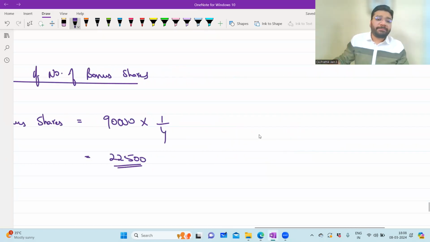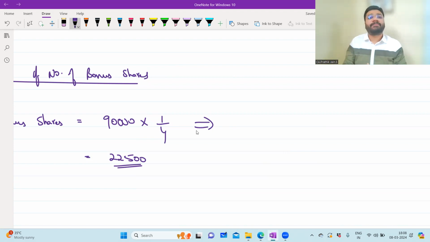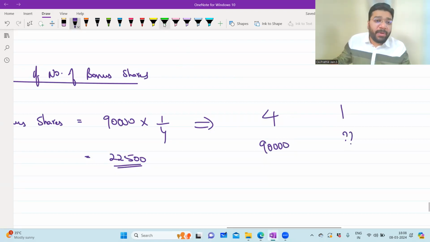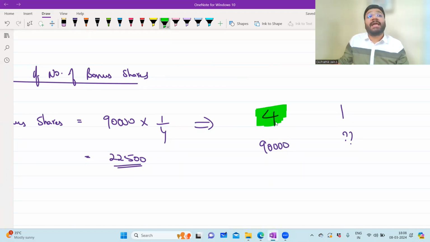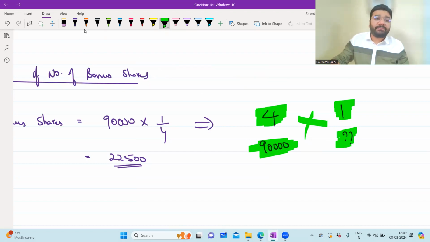How do we derive this formula? Using the vegetable vendor technique. Can somebody explain? Sir, for every 4 shares held, I'm going to give 1 bonus share. Therefore, if I'm holding 90,000 equity shares, what would be the proportionate bonus shares? Let me repeat one more time. The question says that for every 4 equity shares held, one is the bonus share. Therefore, for currently 90,000 equity shares, how much is the bonus? Cross multiply. So 90,000 into 1/4.